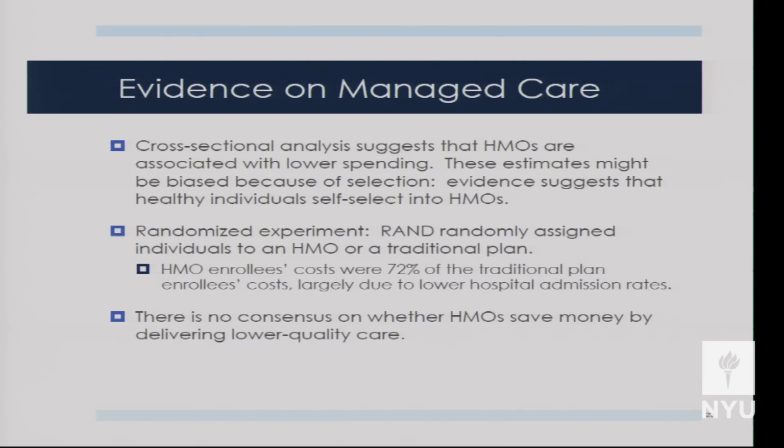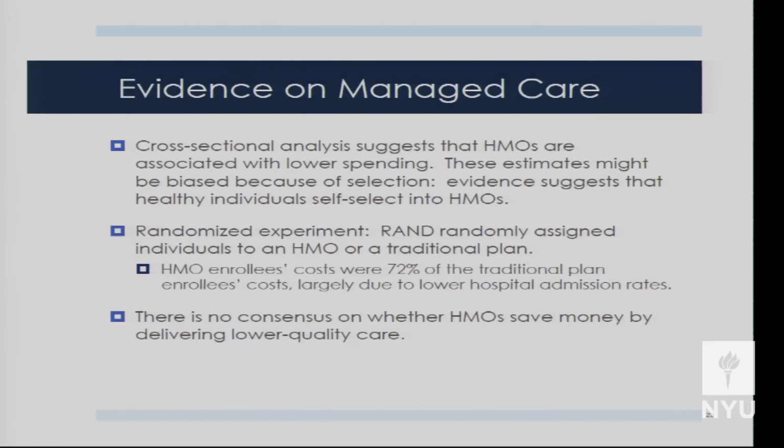So what is the evidence on managed care? The emergence of managed care has been one of the big transformations in health insurance in America in the last few decades. And what is our evidence on its effects? Well, cross-sectional, everyone make the face, squint at me hard, yeah. Cross-sectional evidence suggests that HMOs are associated with lower spending. If you're part of an HMO, your healthcare costs are lower on average. These estimates might be biased by selection, of course, right?